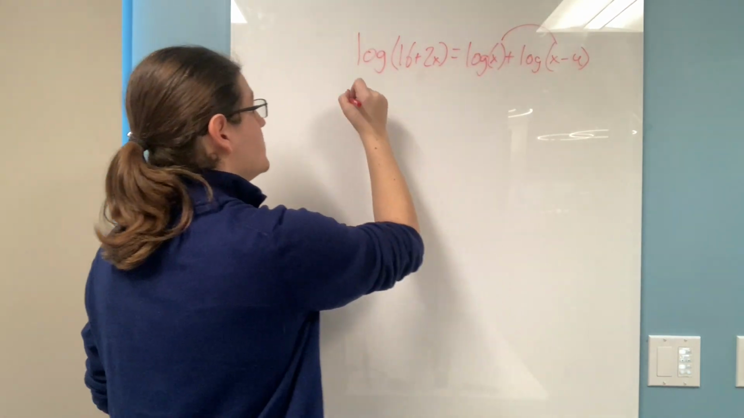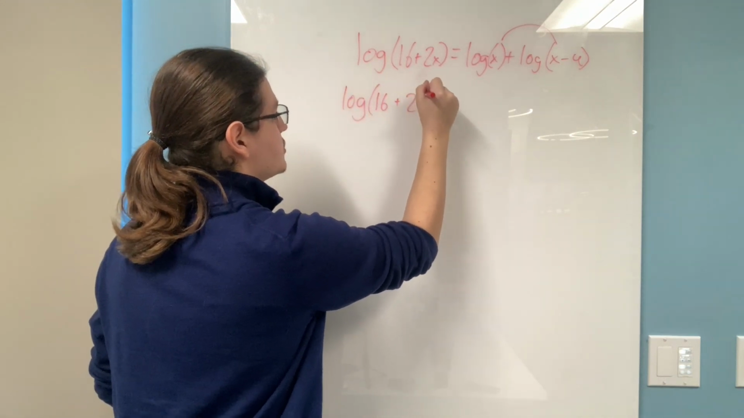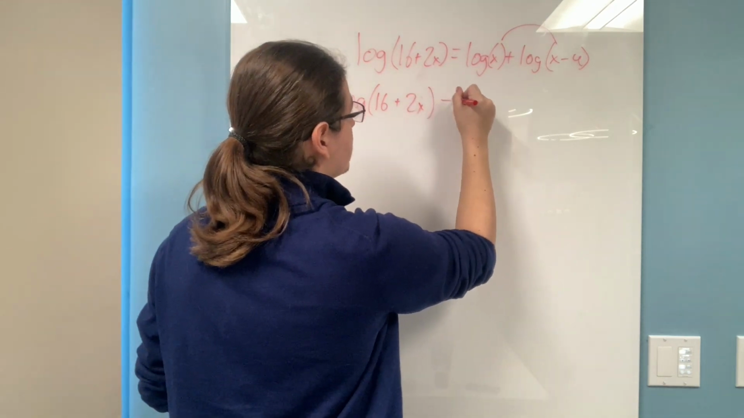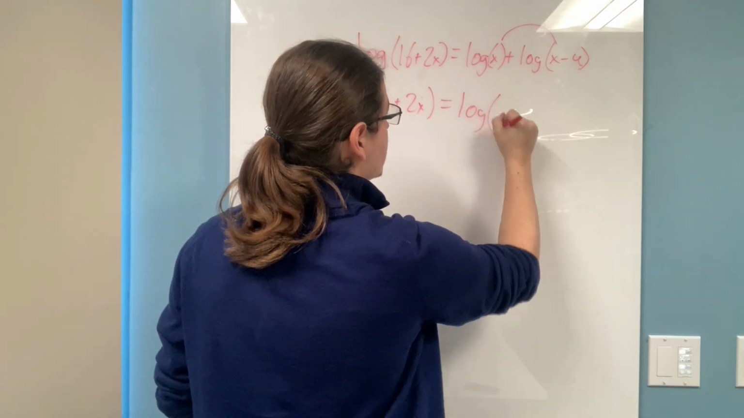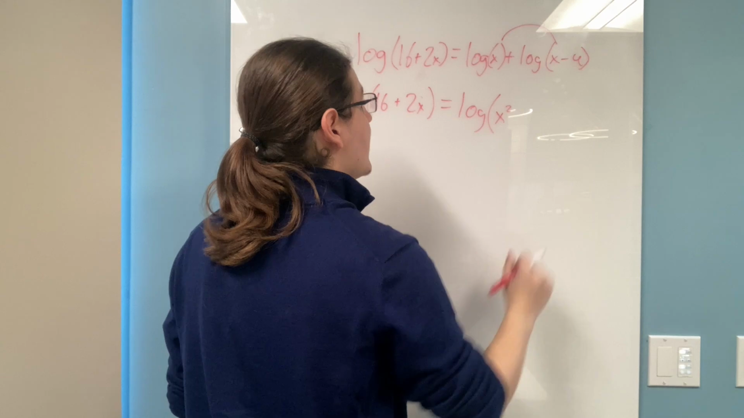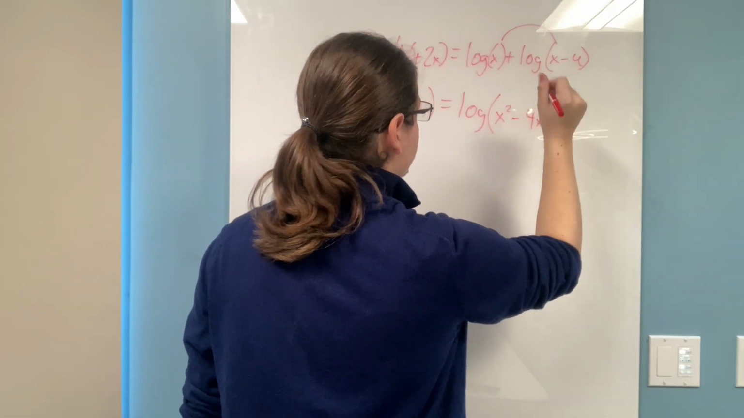So on one end, we still have log of 16 plus 2x, ooh, I almost put that as an exponent, is equal to the log of these two things multiplied. So x times x is going to be x squared. And then we're going to have minus 4 times x.